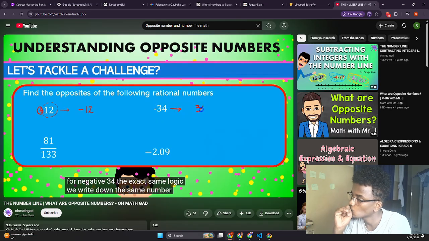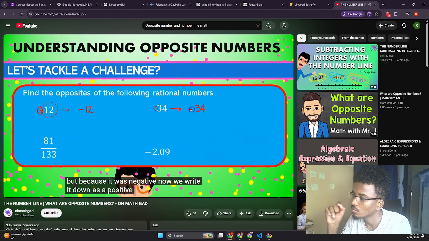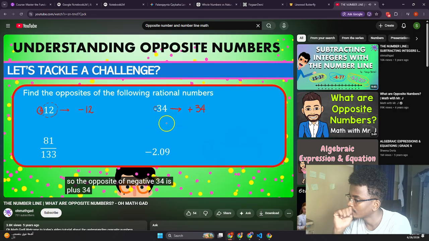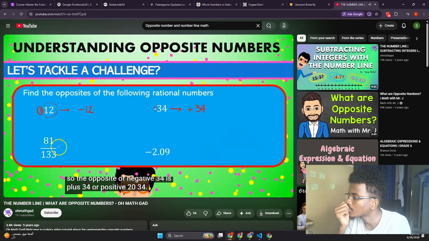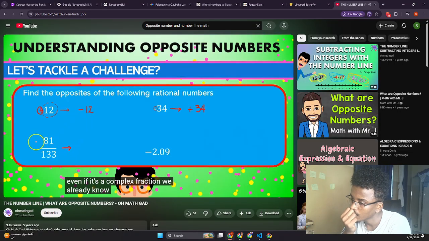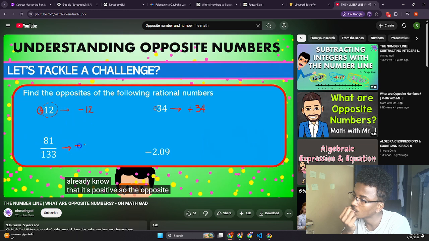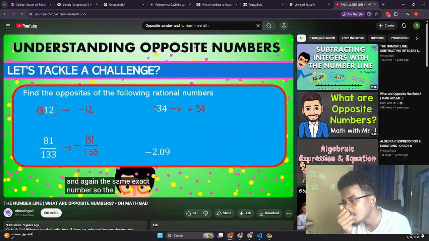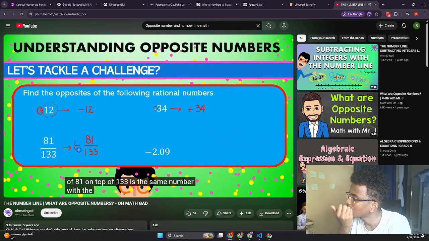We write down the same number, 34, but because it was negative, now we write it down as a positive. So the opposite of negative 34 is plus 34, or positive 34. Now we have 81 divided by 133. Even if it's a complex fraction, we already know that it's positive, so the opposite has to be negative, and again, the same exact number. So the opposite of 81 on top of 133 is the same number with the negative sign.